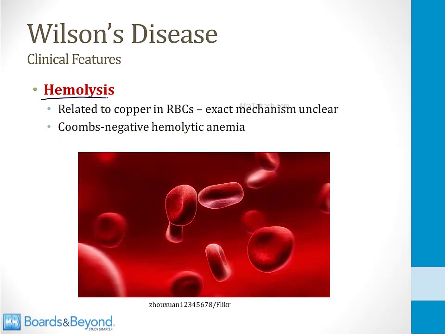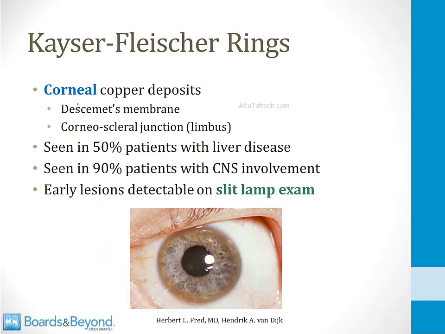Hemolysis is also often a feature of Wilson's disease. This is related to copper deposition in red blood cells. The exact mechanism is unclear, but it is a Coombs negative hemolytic anemia that can be seen in Wilson's disease. And then finally, there is a finding in the eyes that is diagnostic of Wilson's disease, and that is the presence of a Kaiser-Fleischer ring.